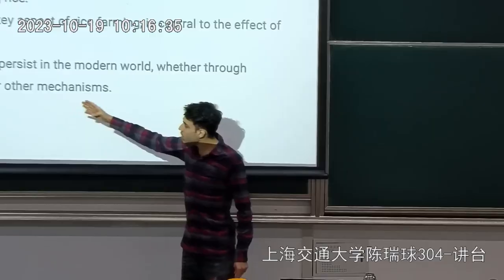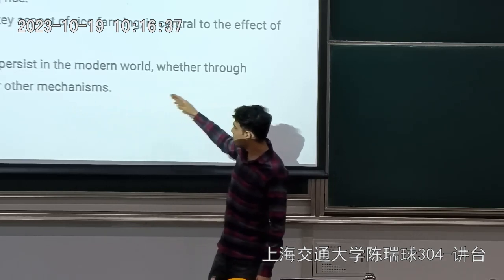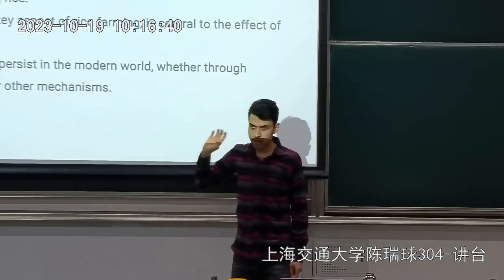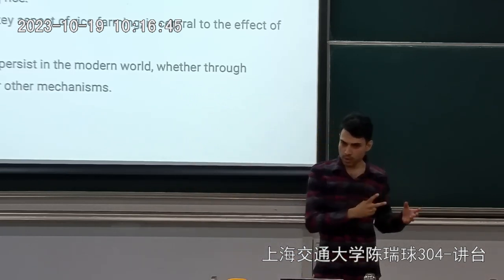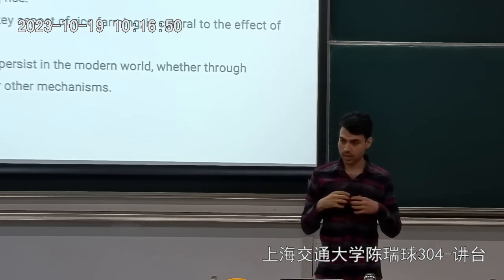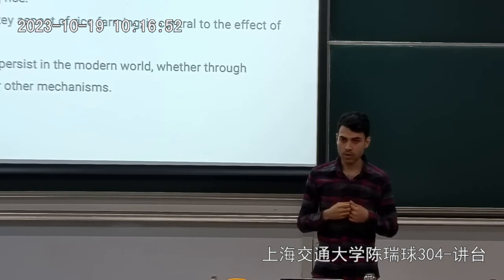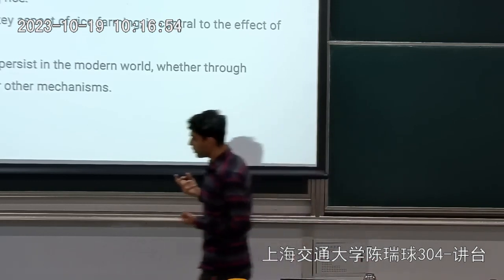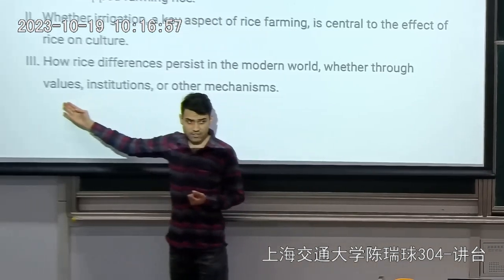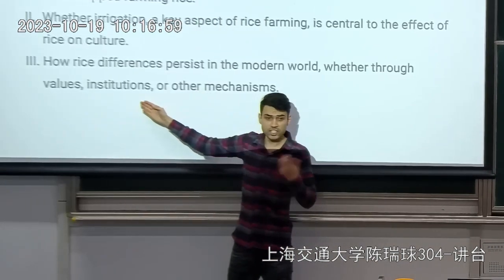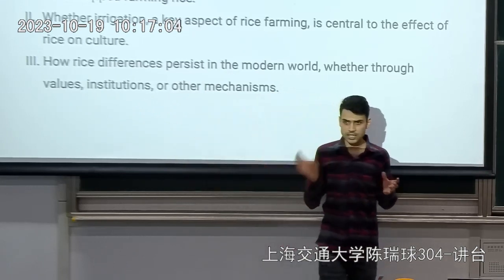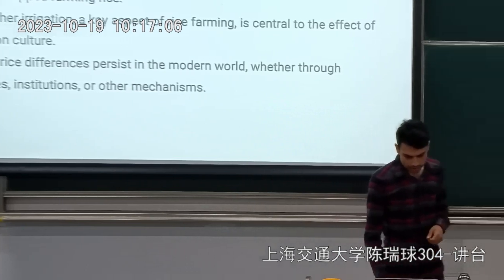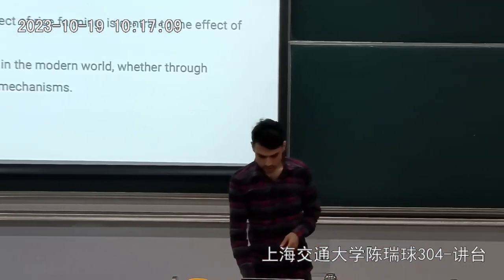And also, how rice differences persist in the modern world, whether people are equipped with many values. Like my friend just said, the two people from the south part are showing different behavior. Why? Is it because of the different values they have? Is it because of the different institutions they receive things from, or are there other mechanisms that affect them? So these were all the things that we analyzed in this study.